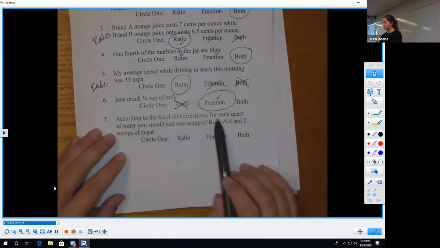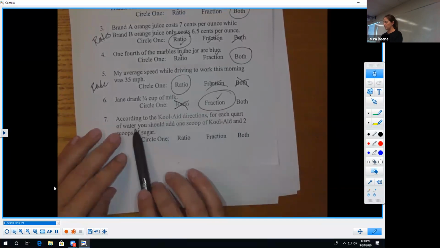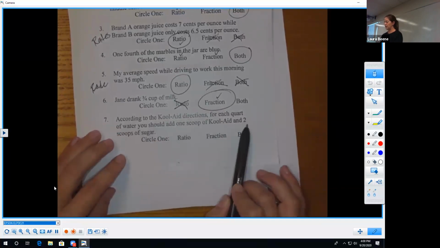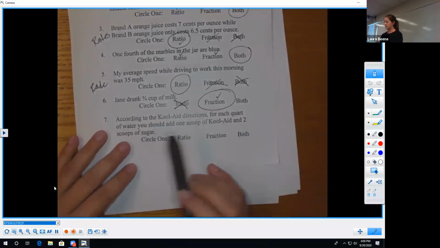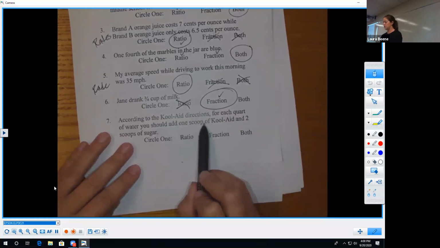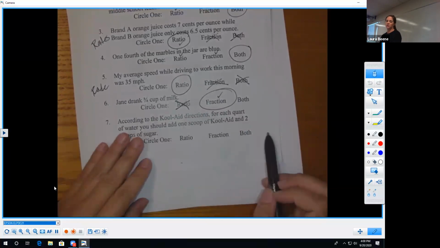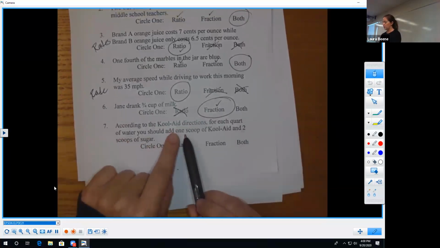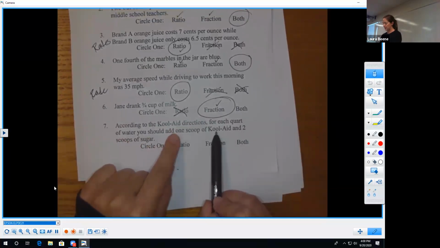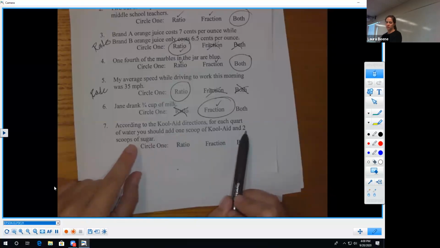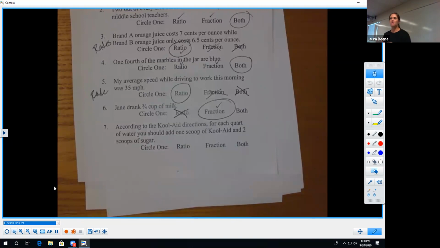According to the Kool-Aid directions, for each quart of water, you should add 1 scoop of Kool-Aid and 2 scoops of sugar. Okay, so the ratio here is 1 scoop of Kool-Aid to 2 scoops of sugar. Is this a ratio? Is it a fraction? Is it both? So we're looking at 1 scoop of Kool-Aid for every 2 scoops of sugar. Depending on how you think of the problem, technically you can think of this as a part to part or a whole to whole.